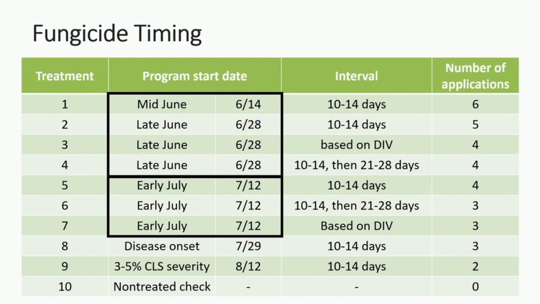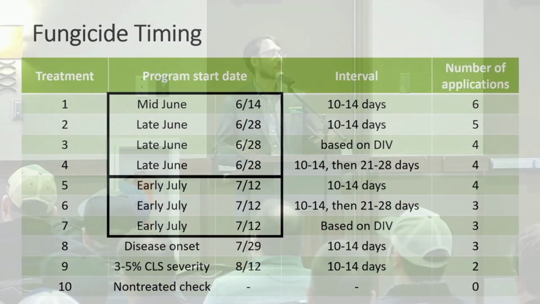Now, fungicide timing. Here's the meat of my trial planning, I'll say. I had 10 treatments sorted into several groups. The first group were the June application dates. An early-to-mid June application, June 14th. A late June application where we started this fungicide program on June 28th. And then a July. Early July is kind of nebulous. I would have liked to have seen an earlier July 10th, July 8th application, but again, battling some weather, so July 12th was a kickoff for those July treatments.